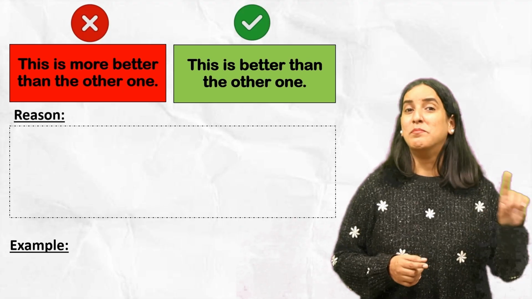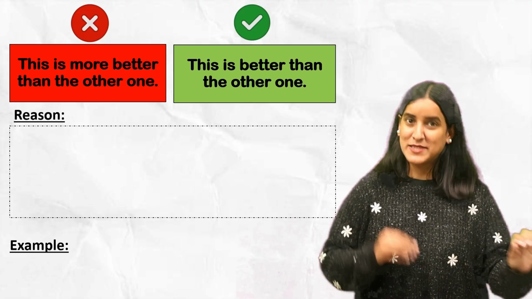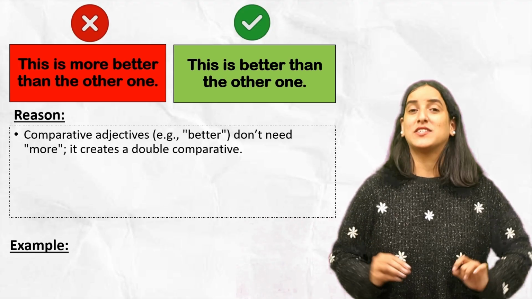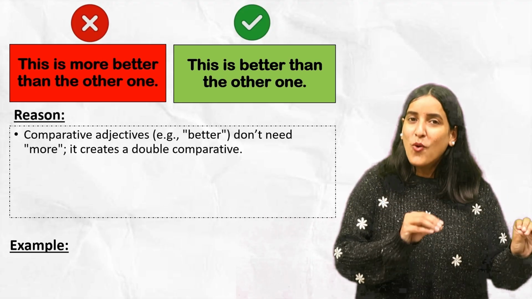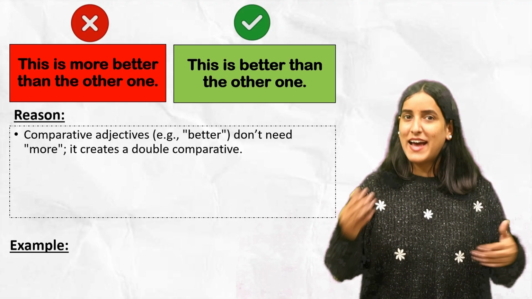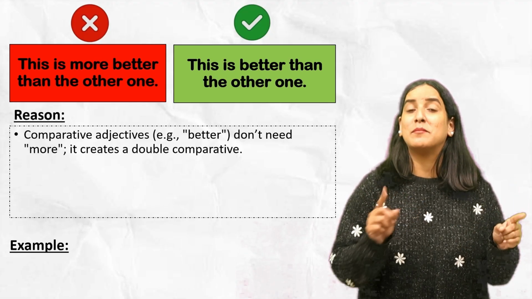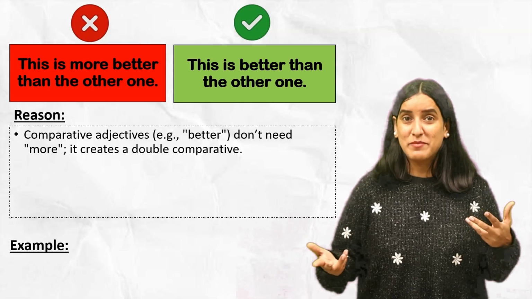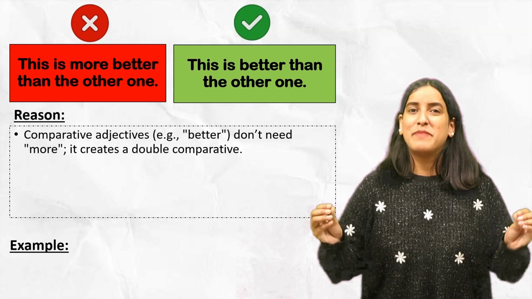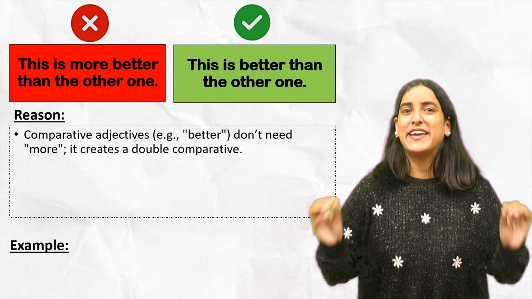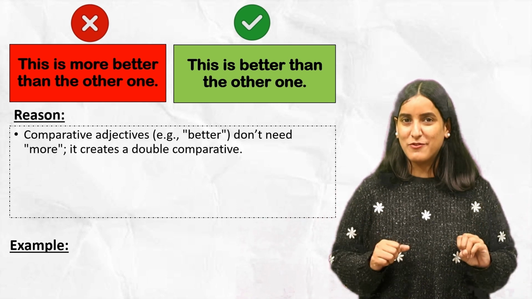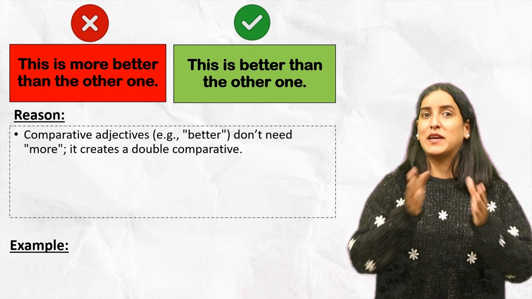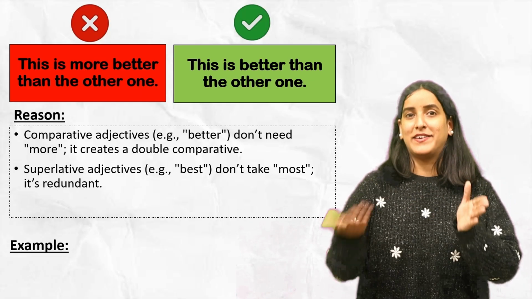Now, words like better, worse, bigger, they are comparative adjectives. Adding more or most before them can actually create a double comparative. Yes, double comparative, which is incorrect because the comparison is already expressed in the word itself, right? So we would not want to make a double comparative like more bigger, more fatter.